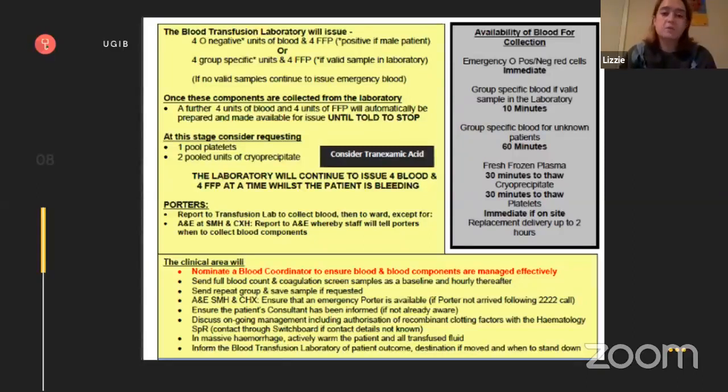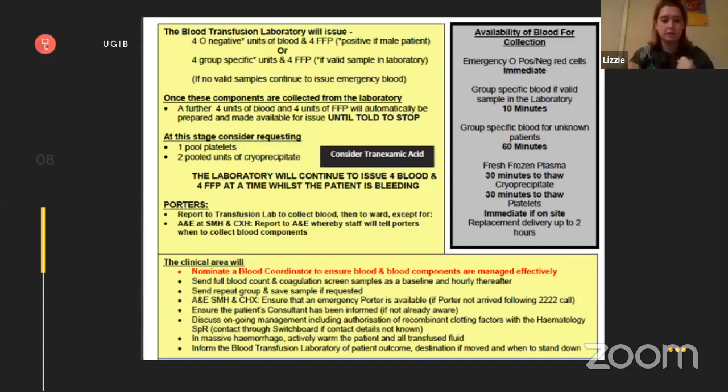Different trusts have different protocols, but generally we talk about pack A and pack B. Your pack A is your packed red blood cells and FFP. So when we say, yes, this is a major hemorrhage, we need to start transfusing, the person nominated will ring the blood bank with patient details and say, please, can you start producing pack A? And then the porter goes to collect them. The blood bank will continue to produce 4 packs of red blood cells, 4 packs of FFP, cross-matched, and will continue to produce that until the person on the phone tells them it's no longer required.